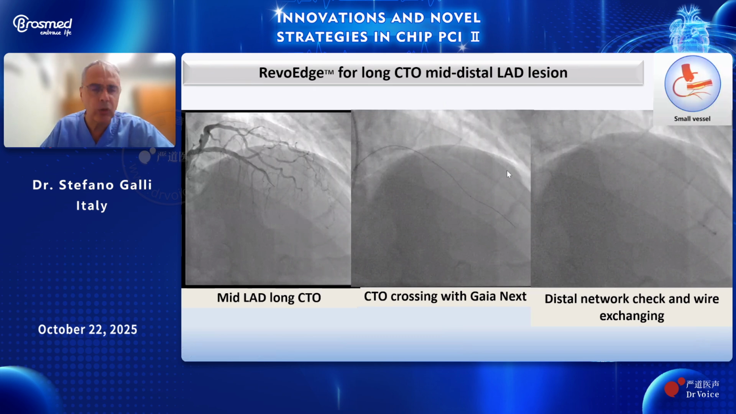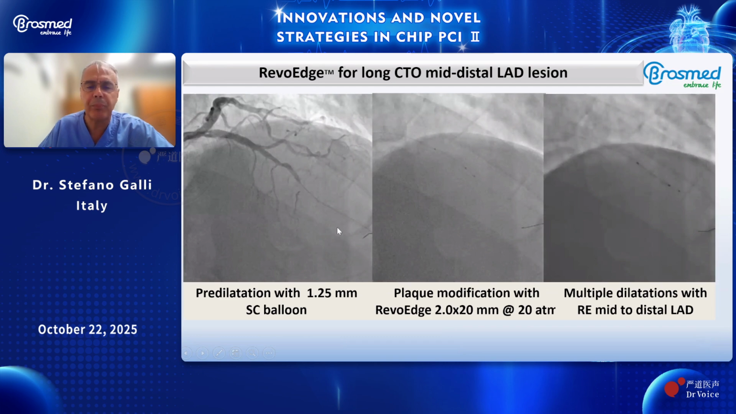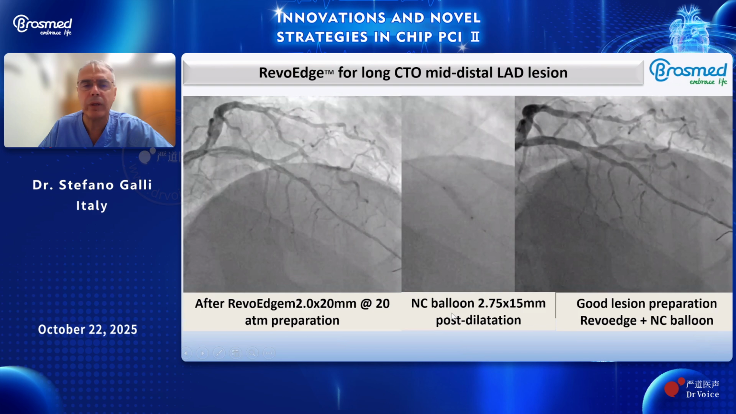We advance and we go to the end of my presentation. CTO, a small vessel, we cross with the Gaia Next, we check distally, and then we prepare with 1.25, and then we use a Revo Edge to modify the plaque, multiple dilatation, 2.0, 20 at 20 atmospheres, and then Revo Edge a little bit more, and then NC balloon.